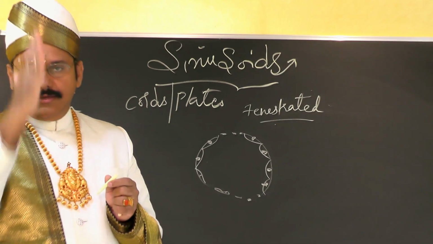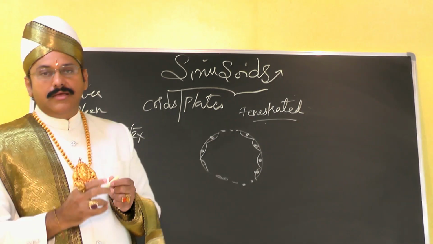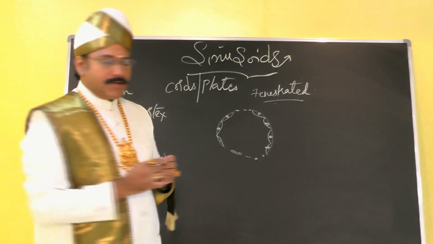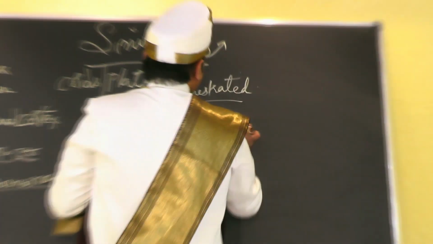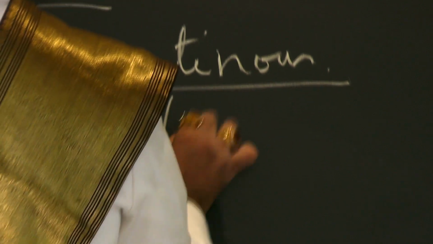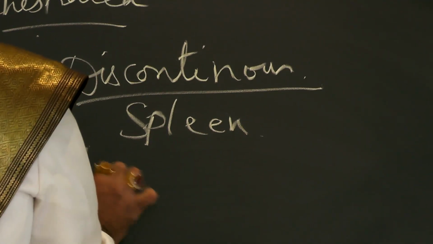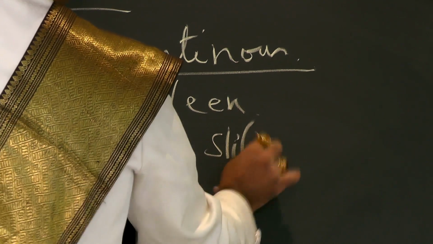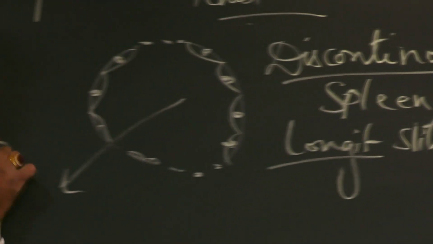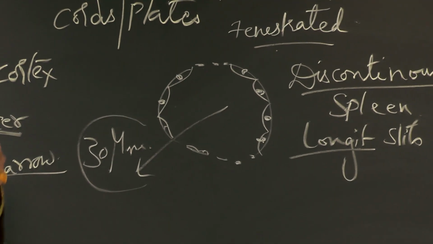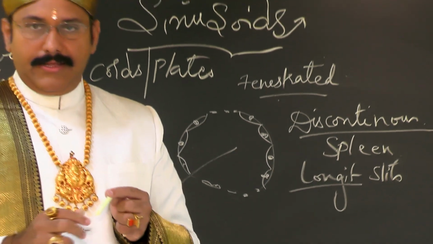Sometimes you see the sinusoids showing a longitudinal slit-like appearance, and these are called discontinuous sinusoids, especially seen in spleen, because the gaps are much larger and they are like longitudinal slits. The lumen size is up to 30 micrometers, much larger than the capillary.